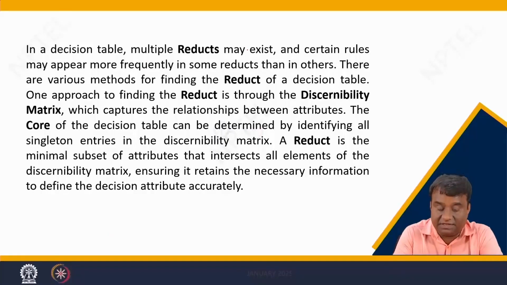In a decision table, multiple reducts may exist, and certain rules may appear more frequently in some reducts than in others. There are various methods for finding the reduct of a decision table. We have learned a few. One approach to finding the reduct is through the discernibility matrix and discernibility functions, which capture the relationship between attributes. The core of the decision table can be determined by identifying all singleton entries in the discernibility matrix. A reduct is the minimal subset of attributes that intersects all elements of the discernibility matrix, ensuring it retains the necessary information to identify the decision attribute accurately.